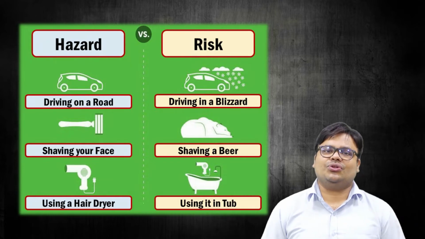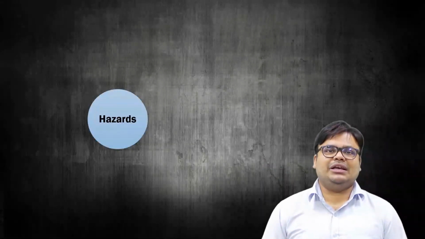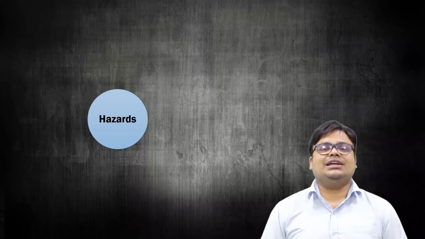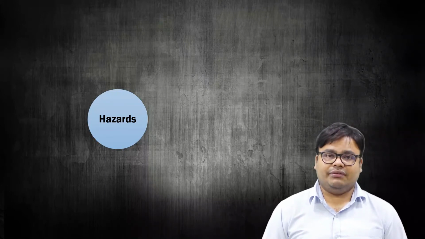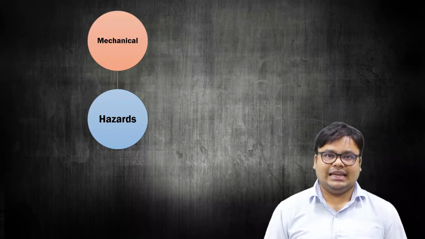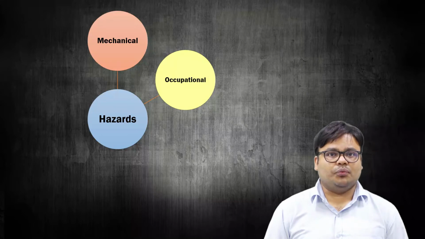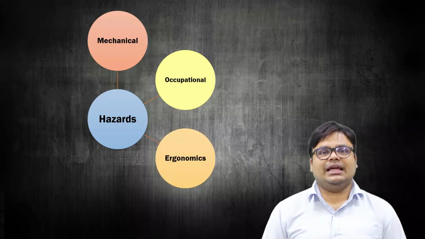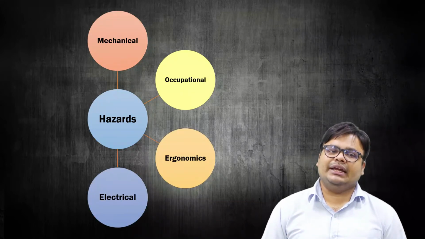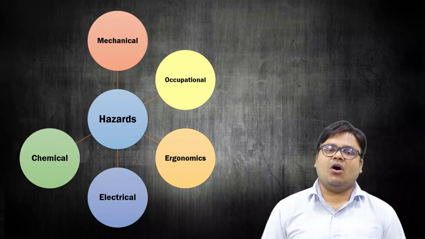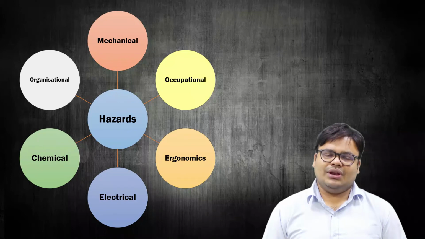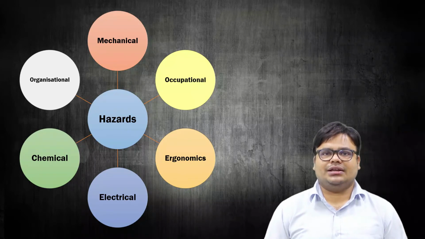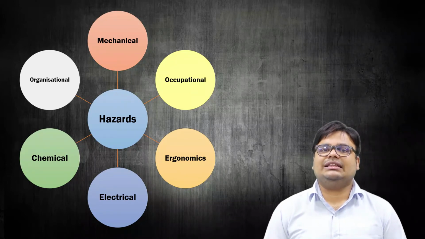So guys, moving on to the next one, the very best thing we can know about hazards is what the different types of hazards are. Let us now know the different types of hazards. Starting with mechanical hazards, then occupational, then ergonomics, then electrical, then chemical, then organizational. So these are the different types of hazards. Now let us discuss them elaborately.